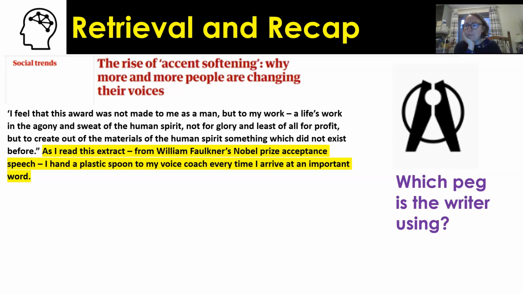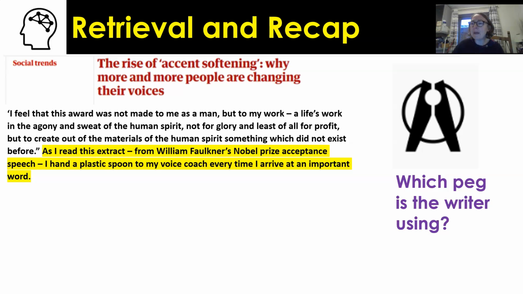What's he doing in this first opening paragraph? "I feel that this award was not made to me as a man, but to my work, a life's work in the agony and sweat of the human spirit, not for glory and least of all for profit, but to create out of the materials of the human spirit something which did not exist before. As I read this extract from William Faulkner's Nobel Prize acceptance speech, I hand a plastic spoon to my voice coach every time I arrive at an important word."